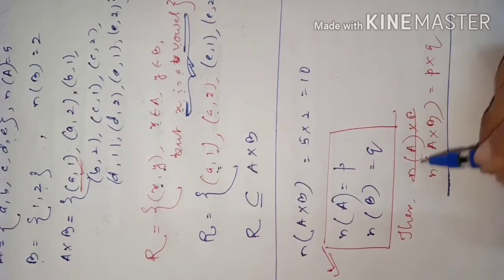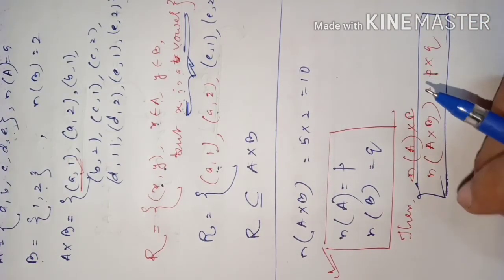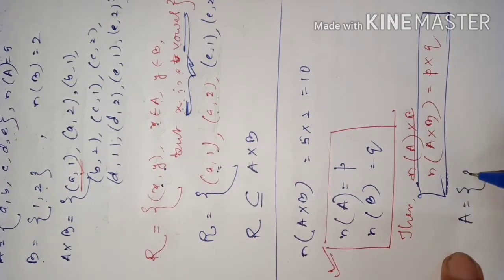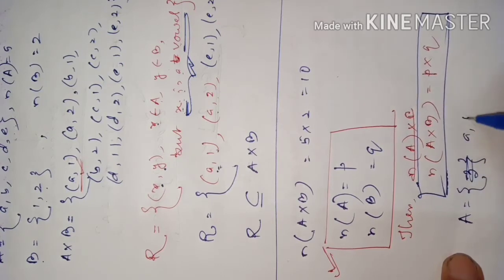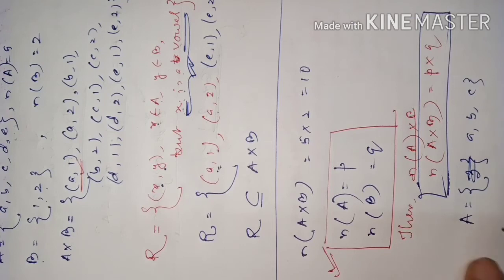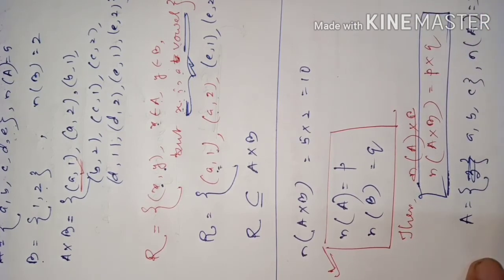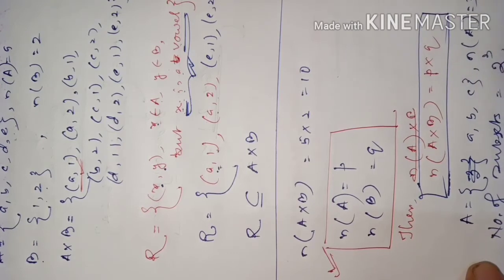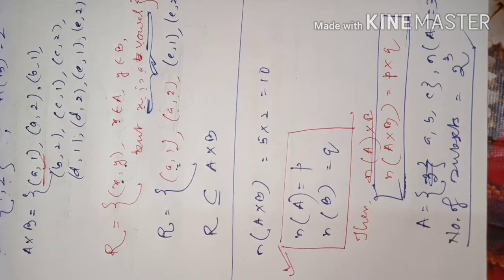Now you see, how many subsets can this A cross B have? Number of subsets that we get. Suppose A has got 3 elements, say A, B, C. Then the number of elements in A is 3. How many subsets do we get? Here 2 to the power of 3. This is the formula for finding the number of subsets of a set.